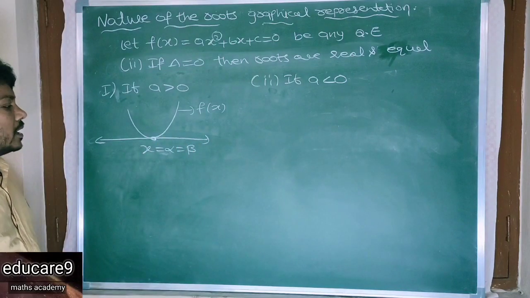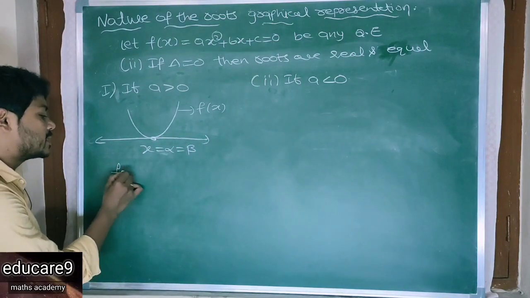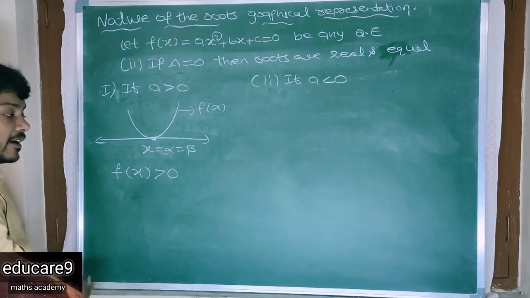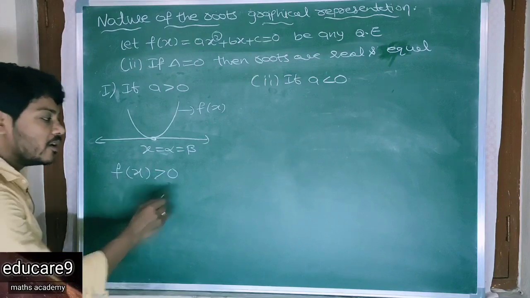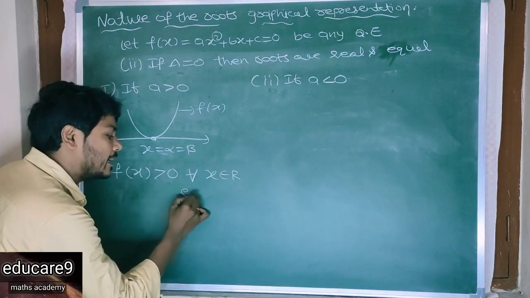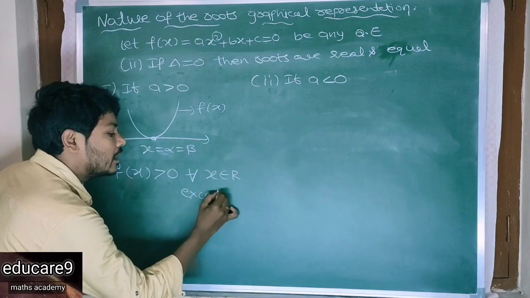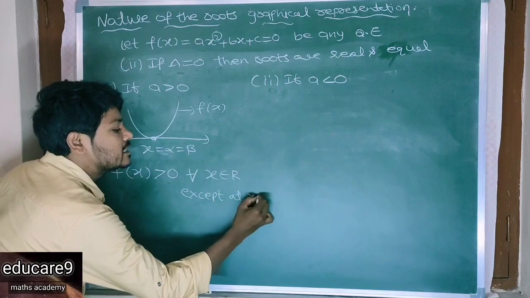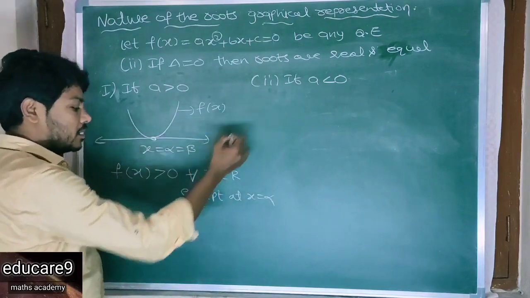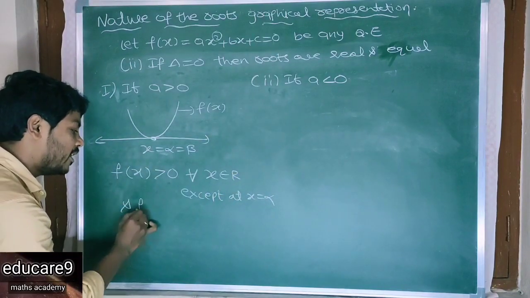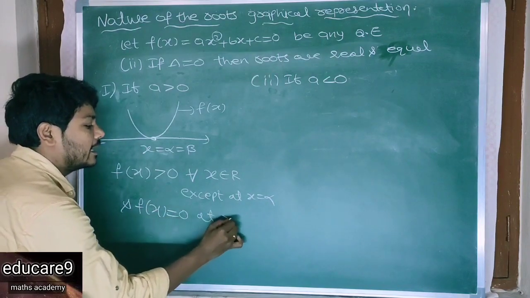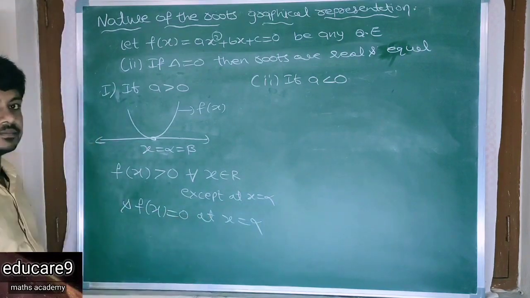Okay. See here, f of x is greater than 0 for all x belongs to R except at x equal to alpha. Okay. And f of x equals 0 at x equal to alpha.